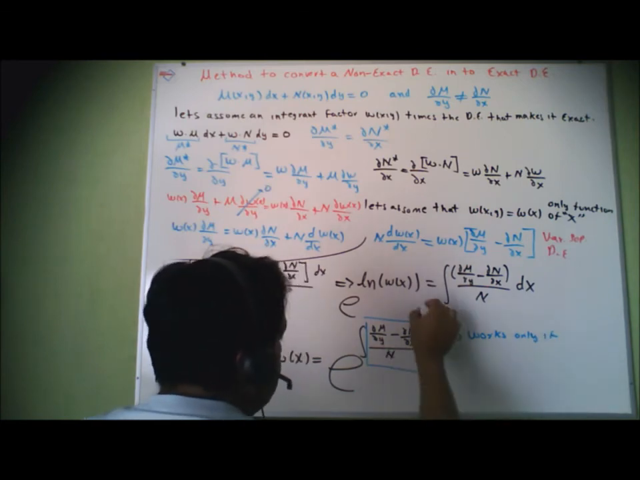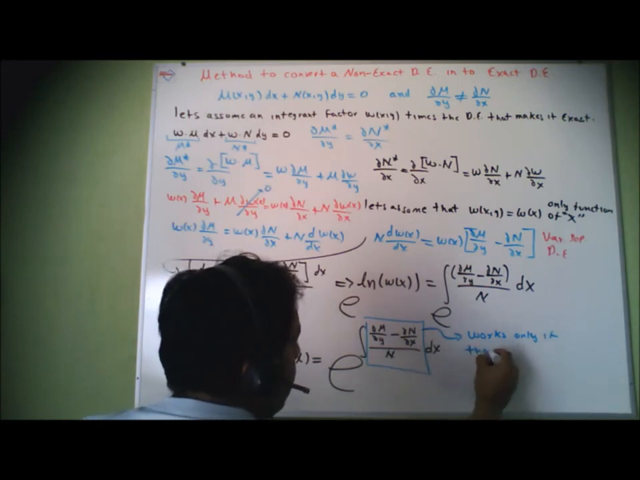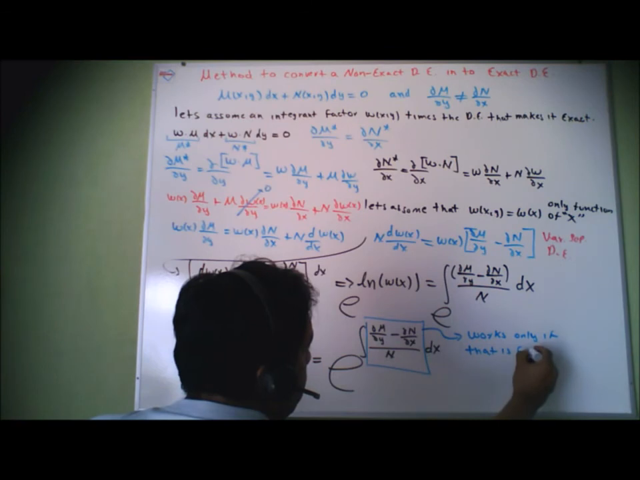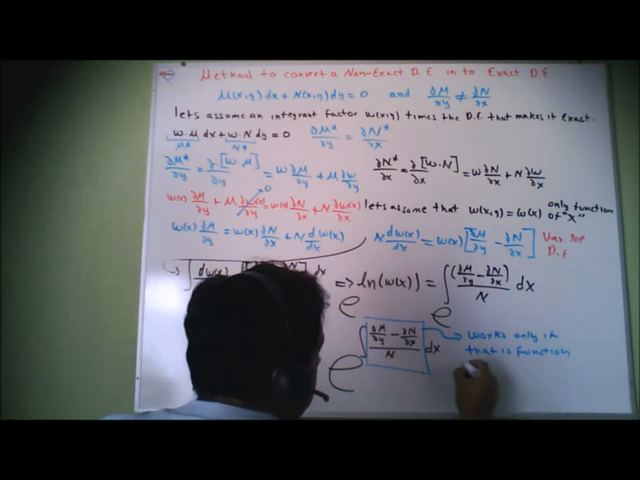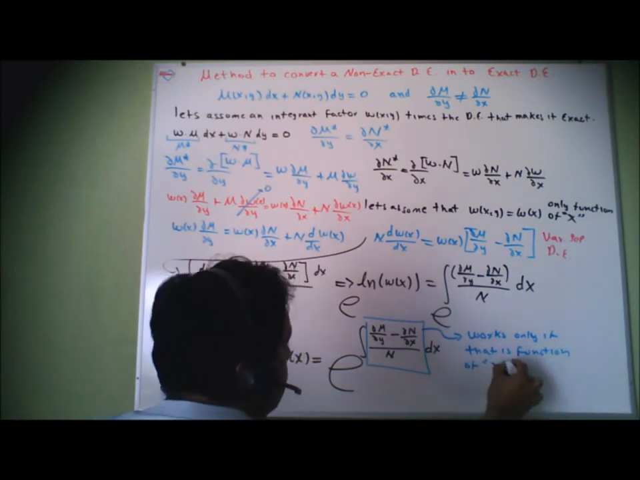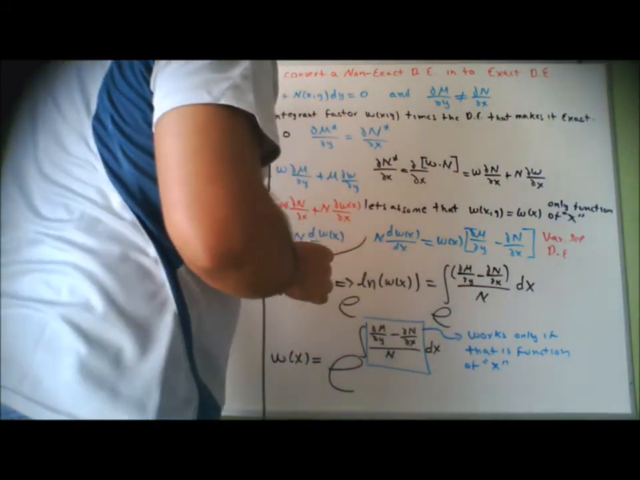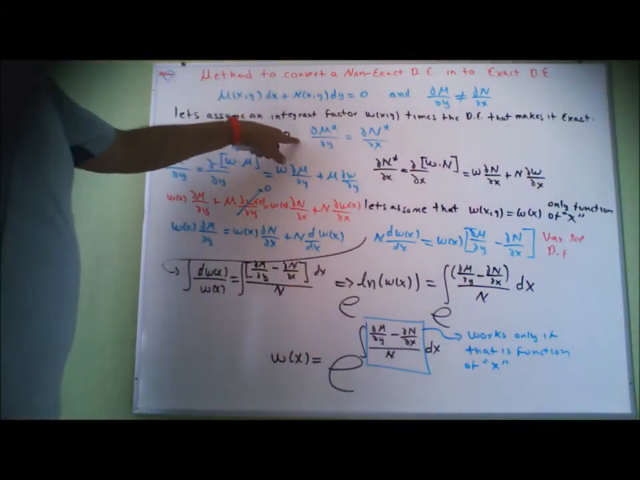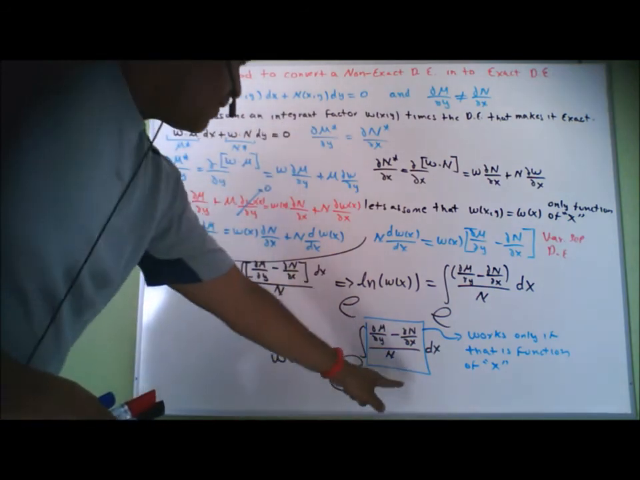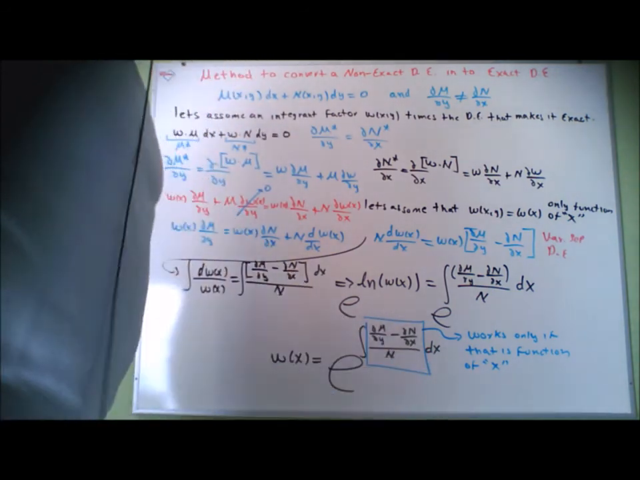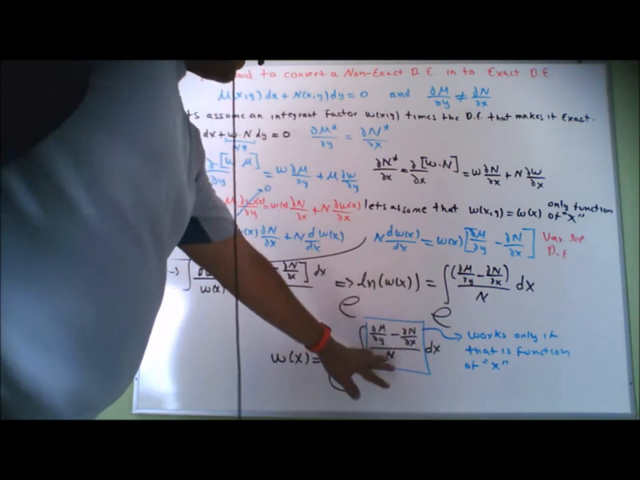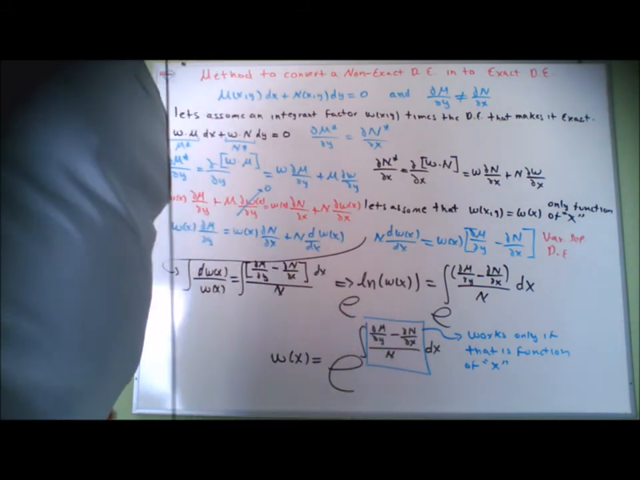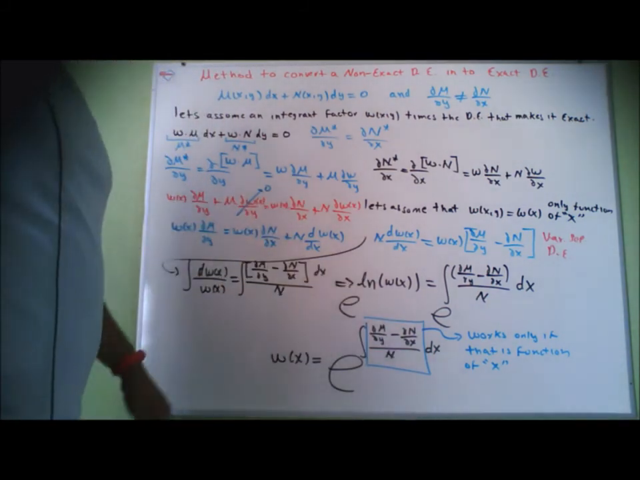if that is a function of x. So that is the restriction, engineers. So you can use this formula to make it exact, as long as this is only a function of x. If you find that this is not a function of x, then you cannot use this formula, right?